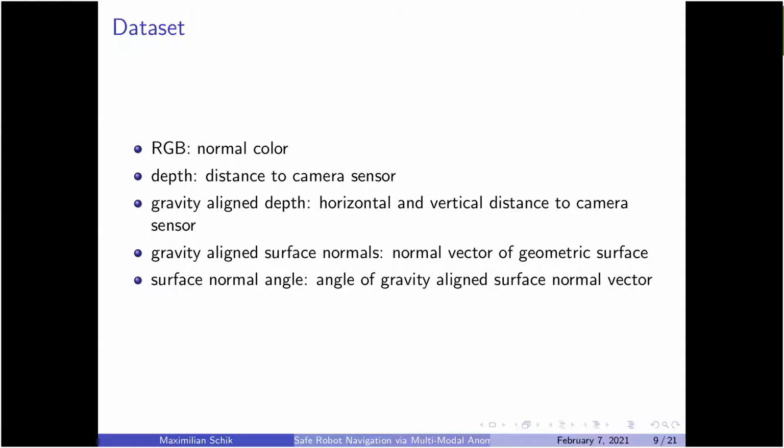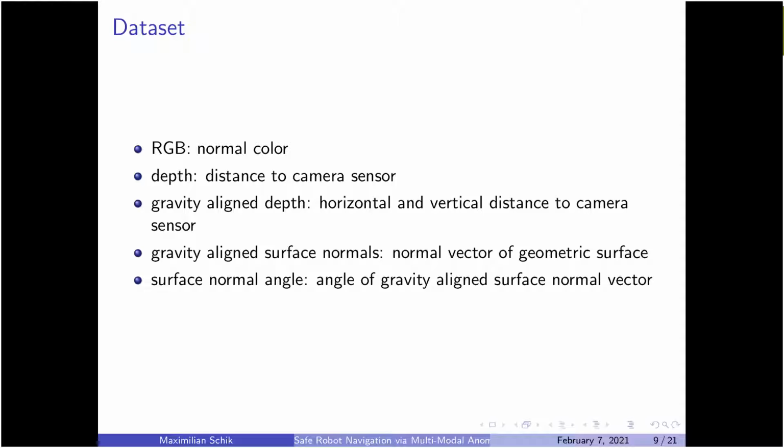In the paper, there were different input modalities used. The first one is RGB, so just normal color. After that is depth, so the distance of a point to the camera. The next one is gravity aligned depth, where we just split this direction into a horizontal and a vertical direction, again relative to the camera.